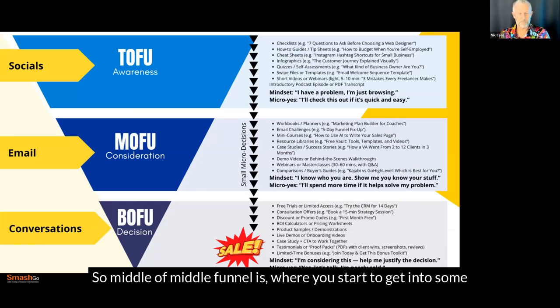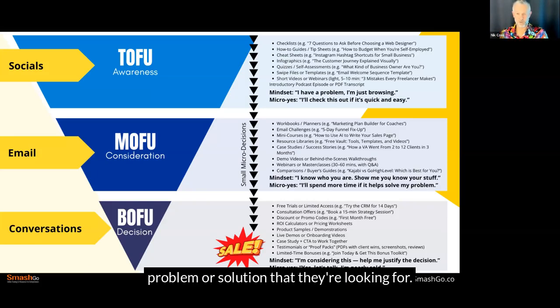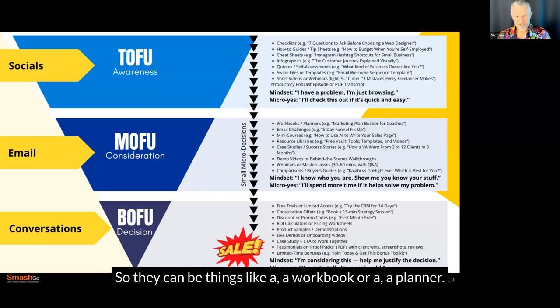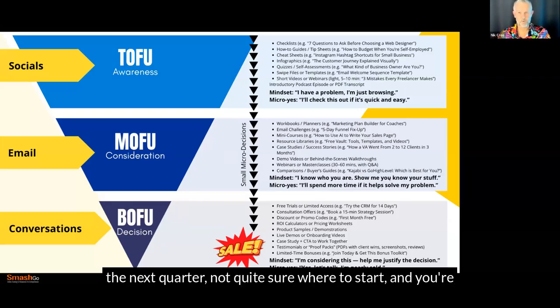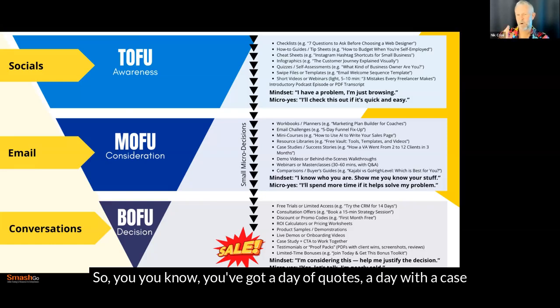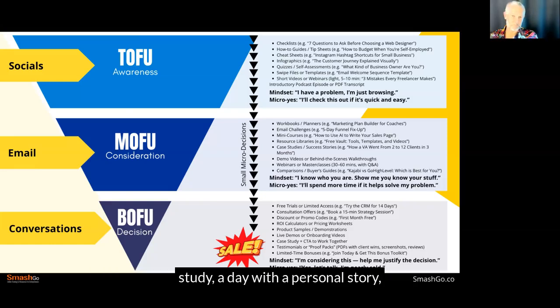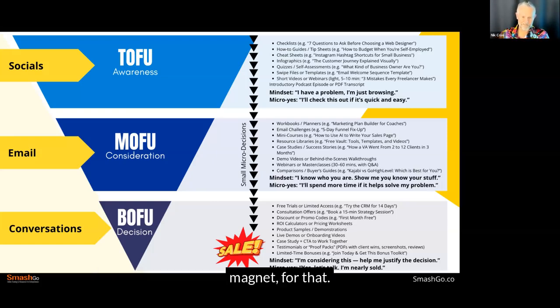So middle funnel is where you start to get into some more depth with the issue or problem or solution that they're looking for. So they can be things like a workbook or a planner. For instance, it could be a social media planner. If you're wanting to create content for the next quarter, not quite sure where to start, and you're wanting to have, let's say, a plan of what to say when. So you've got a day of quotes, a day with a case study, a day with a personal story, that sort of thing. So that's a planner. There could be a lead magnet for that.